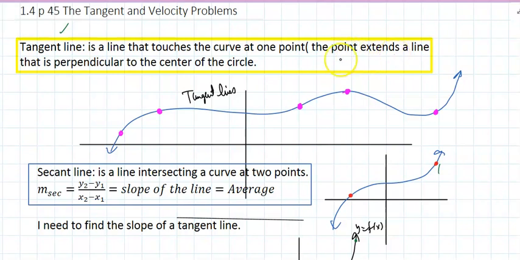The line extends from the point perpendicular to the center of the circle. So, if I wanted to really get an idea of how those look, I would think of a circle, and the circle is touching at one point right there.